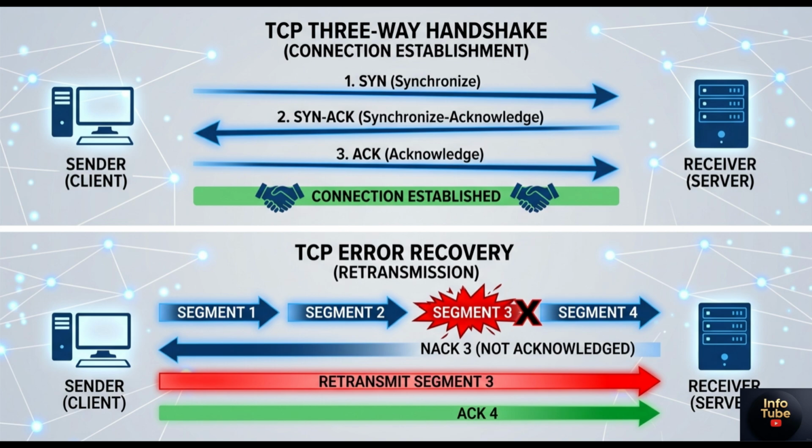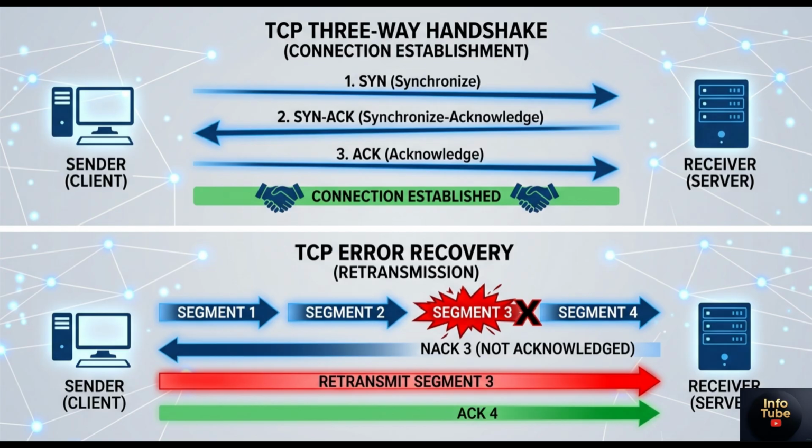This sounds unreliable, but in the world of real-time data, it's a lifesaver. Think about live video calls or online gaming. If you are in a match and a packet containing your character's movement is lost, you don't want the game to pause for 2 seconds to refetch that old movement. You've already moved to a new spot. You want the most current data right now. UDP provides that real-time experience for VoIP, streaming, and DNS.